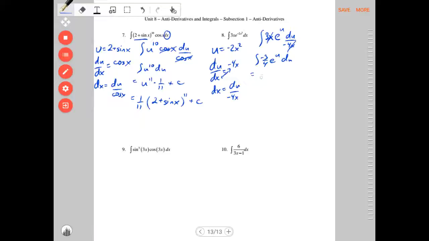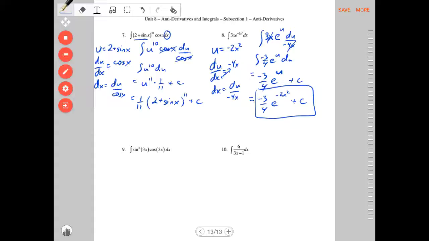Okay, so we take that, so negative 3/4. The integral of e to the u is just e to the u plus c. Okay, great. So now we put the u function back in, so negative 3/4 e to the negative 2x squared plus c. So there's our answer. Now, let's just check to make sure it's right.